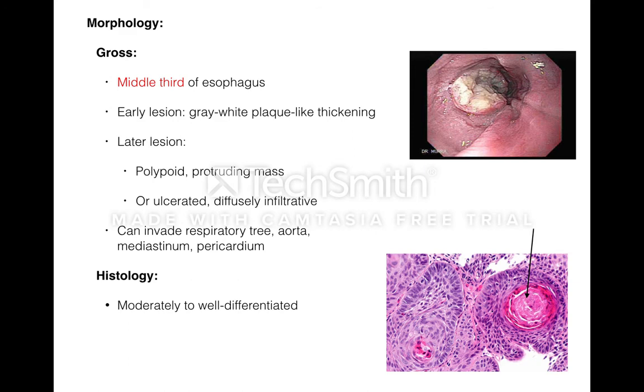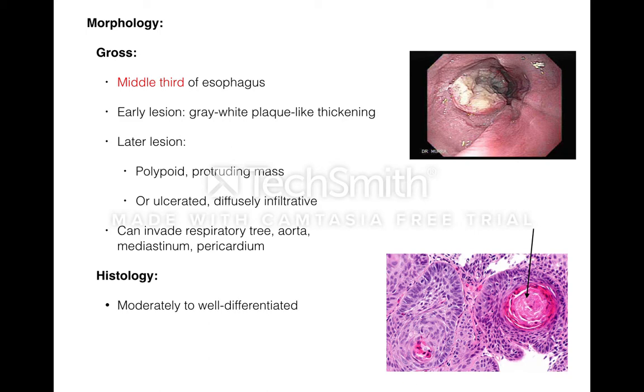On endoscopy, squamous cell carcinoma will be found most commonly in the middle third of the esophagus. So again, adenocarcinoma is the distal third, squamous cell is the middle third. Early lesions will appear as gray to white plaque-like thickenings, while later lesions will form a polypoid protruding mass. Later lesions could also be ulcerated or diffusely infiltrative. They can locally invade the respiratory tree, the aorta, mediastinum, or even pericardium.